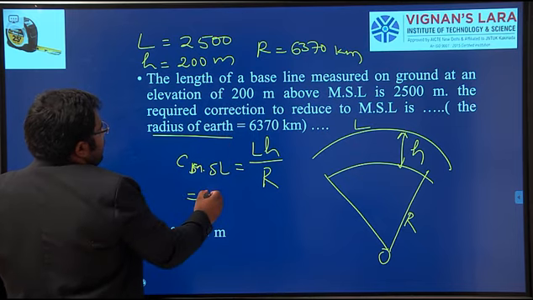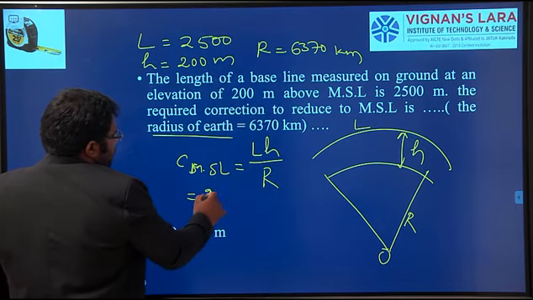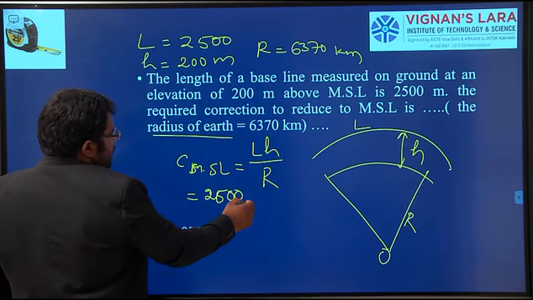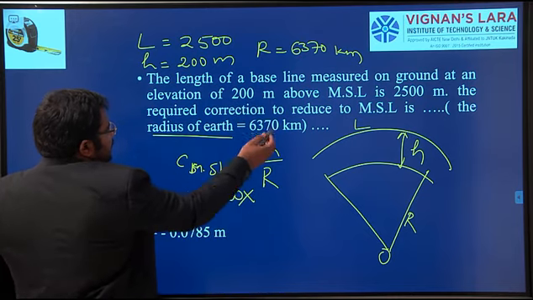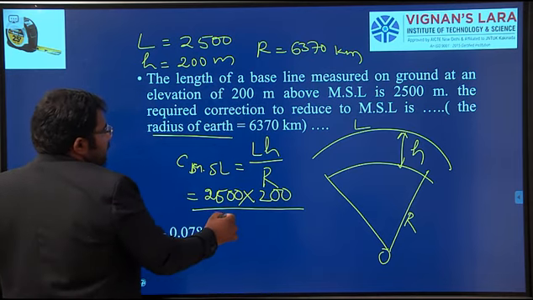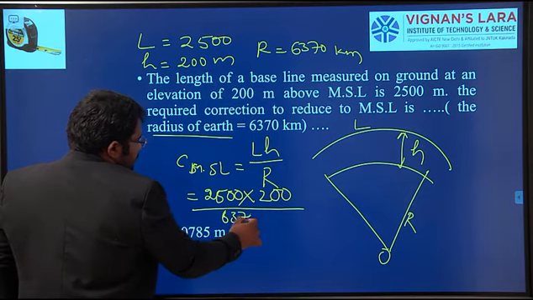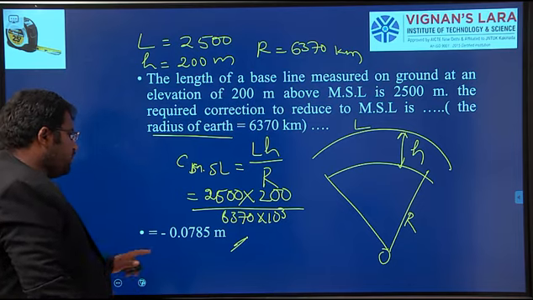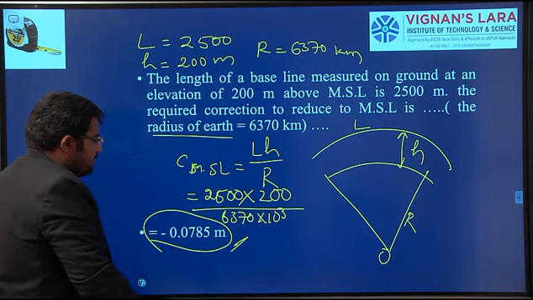What is the L? L is the 2500. Okay. That is in meters. So we will convert kilometers into meters. Then H is the 200 divided by how much? 6370 into 10 power 3. Finally we will get a value of 0.0785 meters. This is the total correction for MSL.